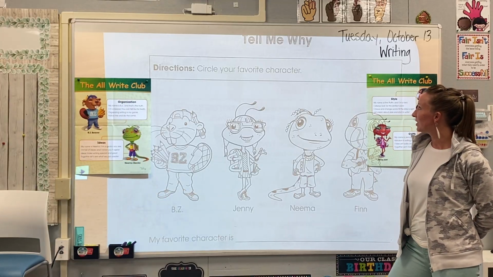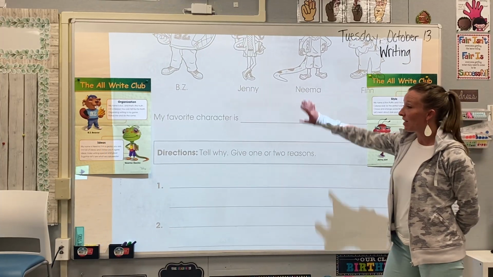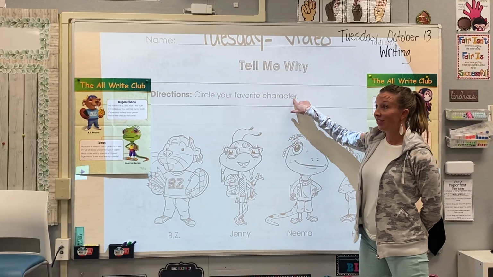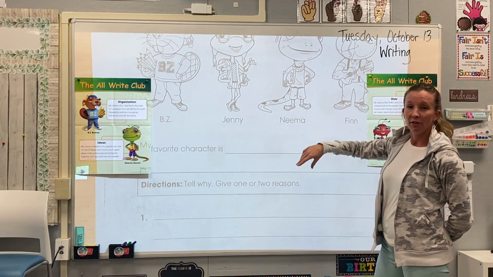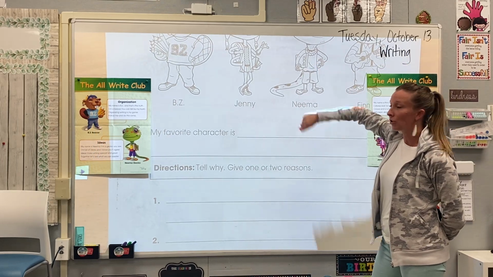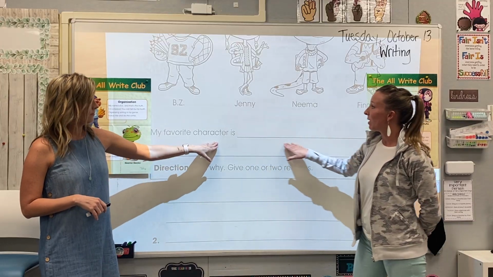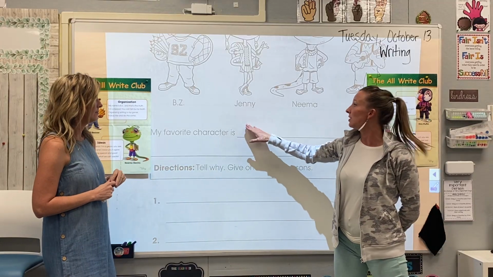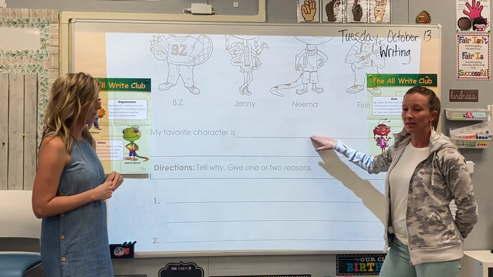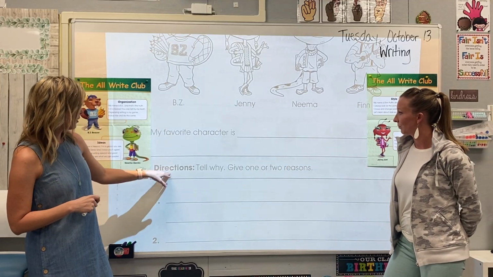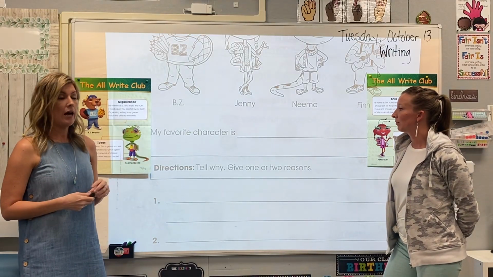What we're going to do for today. Right. And I think at the top, it did have them circle. Oh, circle their favorite character first. So you can go ahead and choose whichever character you want, and you can put a big circle around your favorite character. Yes. And then you're also going to write their name on the line. So my favorite character is, you're either going to write BZ, Jenny, Nima, or Finn on the line. And then at the bottom, you're going to tell why. Give one or two reasons.